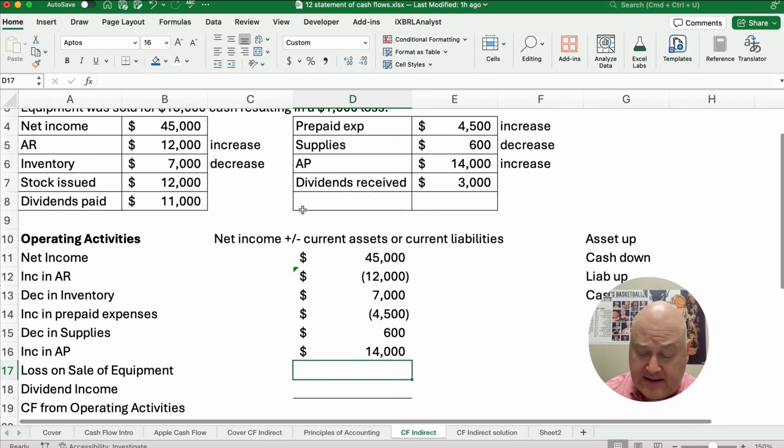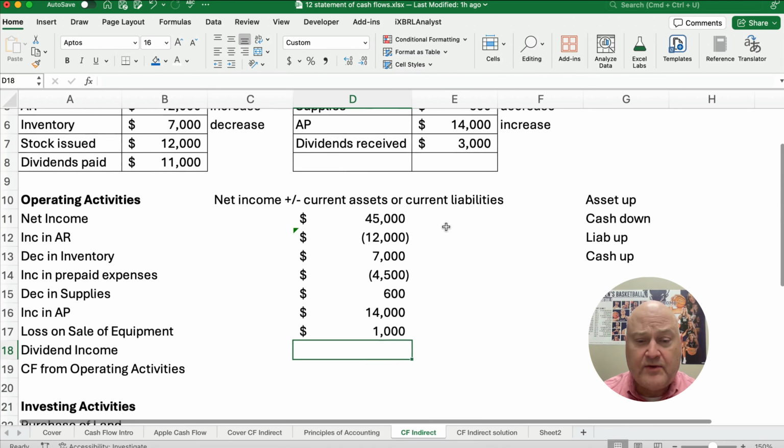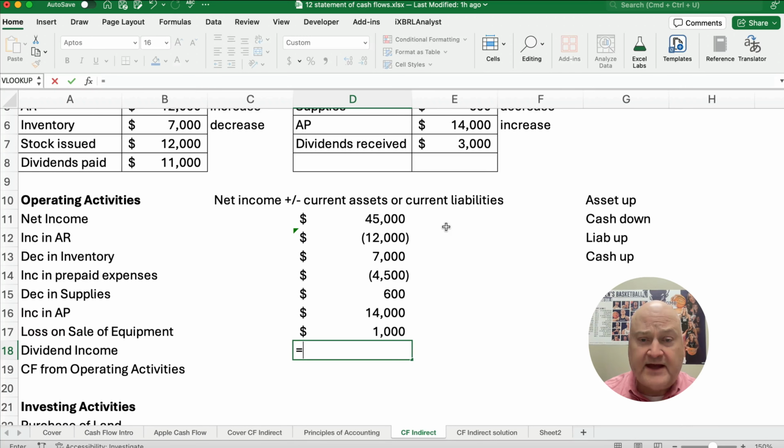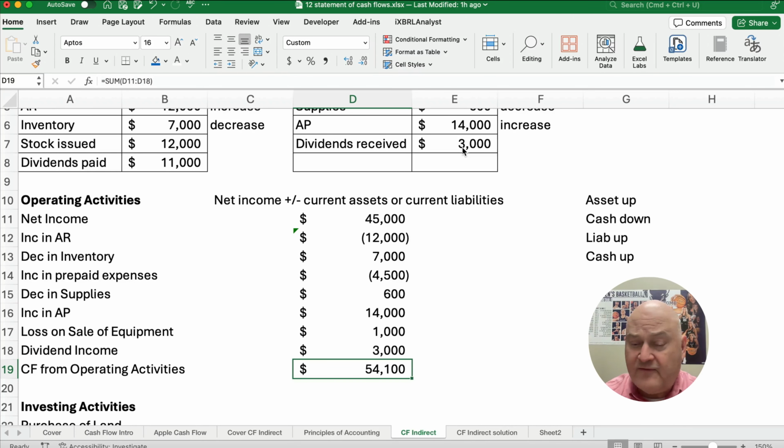So we're going to add the 1,000. We need to add 1,000. And then dividends received, we received 3,000, and that is cash going up, dividends received. So let's add this up, and we get 54,100 is our cash flows from operating activities.